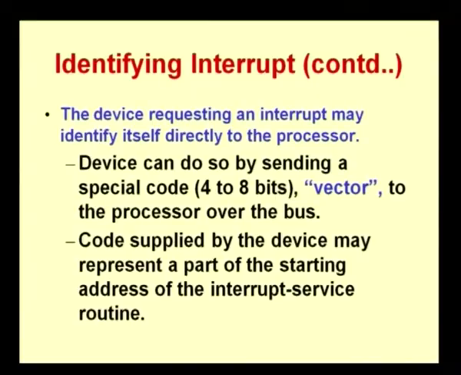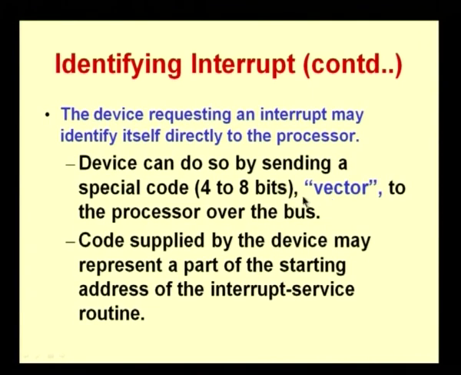Again, you can let the device itself know that it is the one that has caused the interrupt. So, how do we do that? How do we allow the device to identify itself directly to the processor? That can be done by means of what is called a vector, or a special code that is sent by the device. The device can identify itself by sending a special code, normally 4 to 8 bits, called the vector, to the processor over the bus. Now, this code supplied by the device may represent a part of the starting address of the interrupt service routine. So, it can also be used to identify which interrupt service routine needs to be handled.